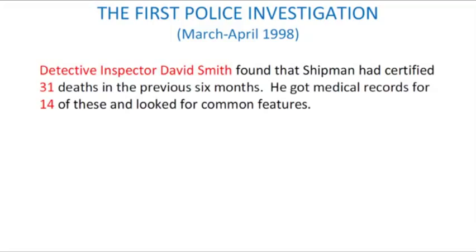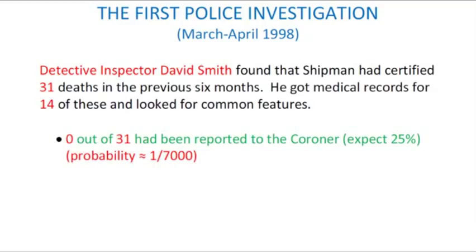So the first police investigation took place in March and April 1998, and Detective Inspector David Smith was assigned to the job. He found that Shipman had certified 31 deaths in the previous 6 months and got medical records for 14 of these and started to look for common features. Well, first he found that none of the 31 deaths had been reported to the coroner, which was quite unusual because one expects about a quarter of all cases to get reported to the coroner. The chances of none out of 31 has a probability of around 1 in 7,000. Not difficult calculations to make, just a question of calculating various binomial coefficients.